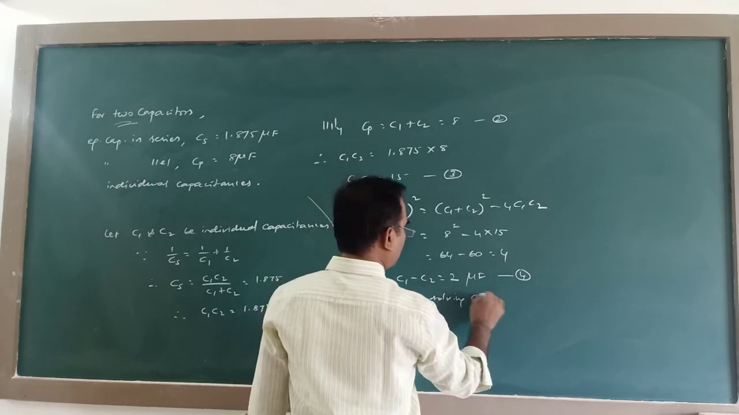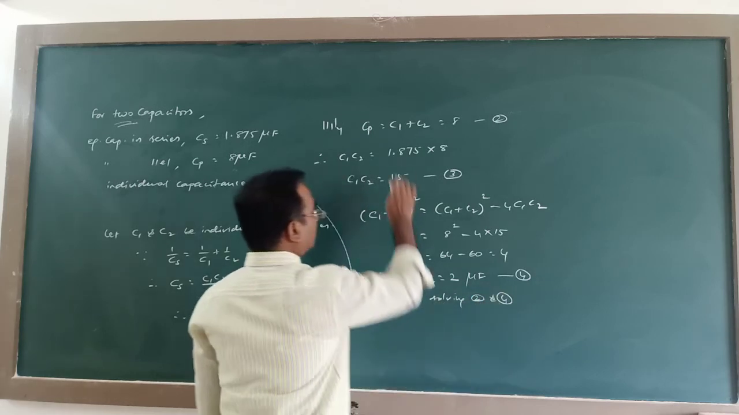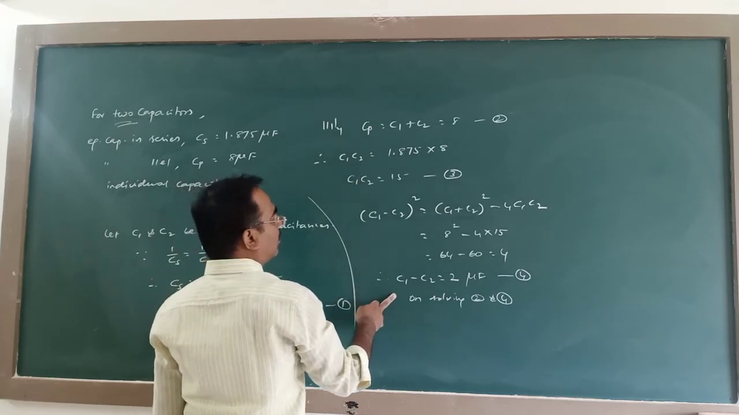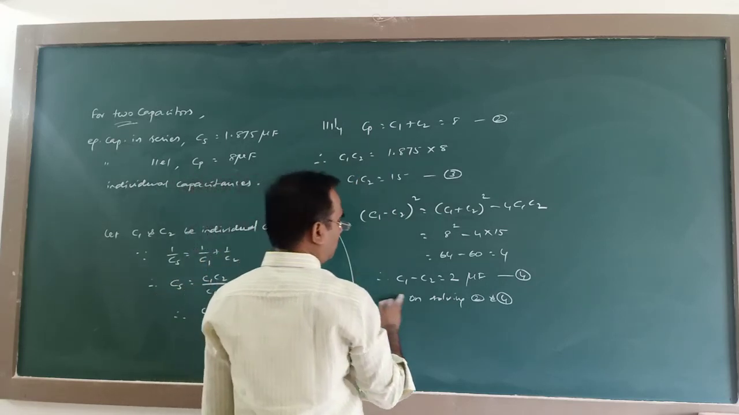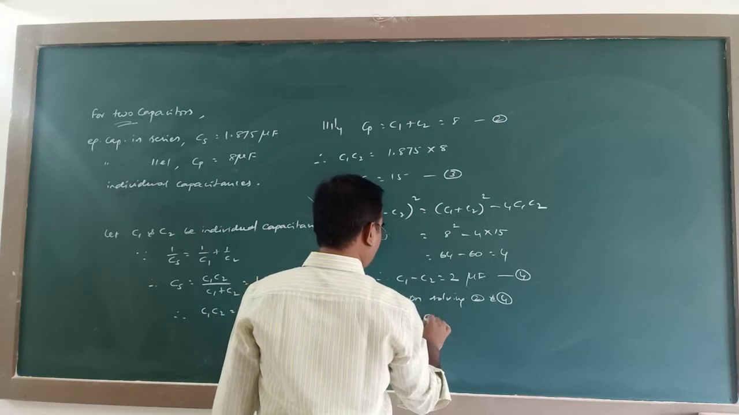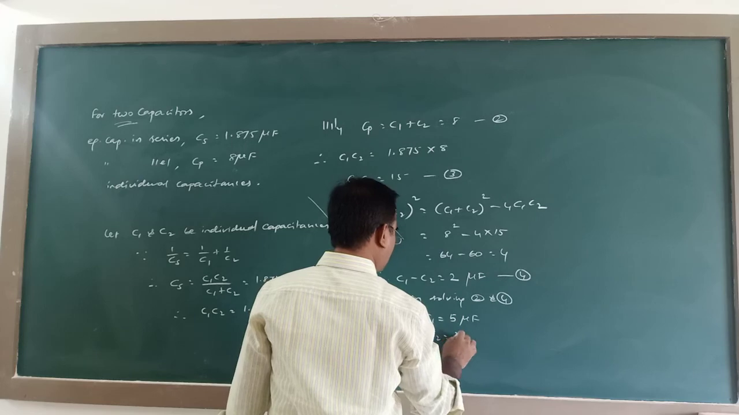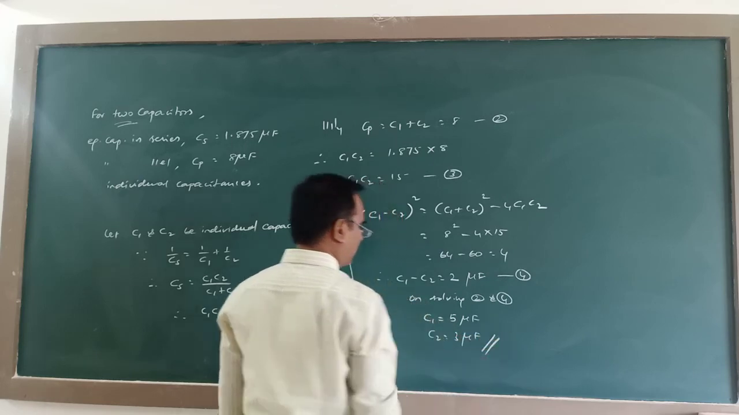On solving 2 and 4, if you solve these two, 2C1 will become 10, C1 is equal to 5 microfarad, C2 will become 3 microfarad.